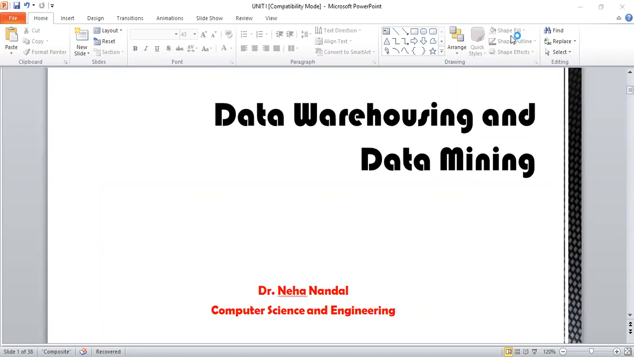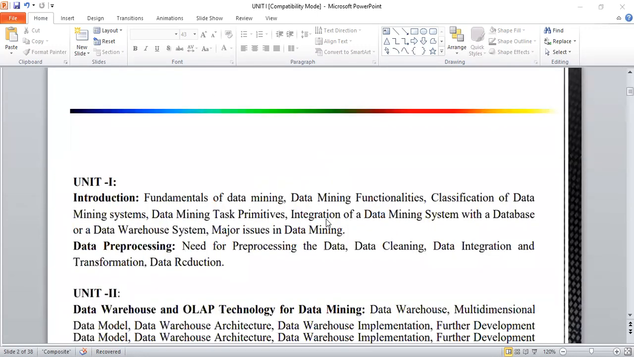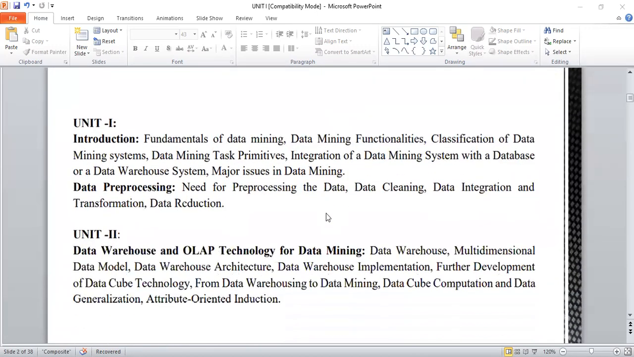Okay, let us start with the subject data warehousing and data mining. First, we will discuss the syllabus of this subject, how we are going to proceed with the subject. So, there will be 5 units.